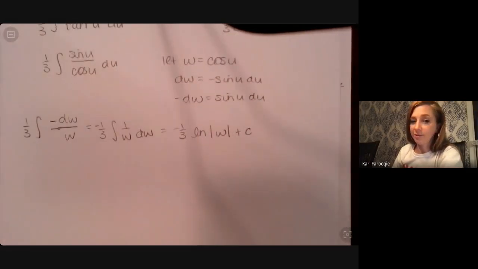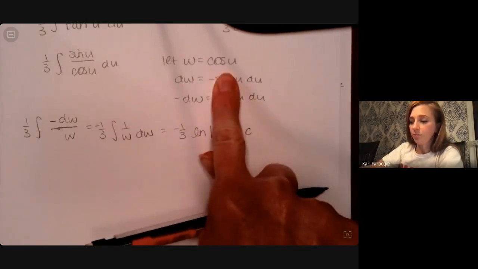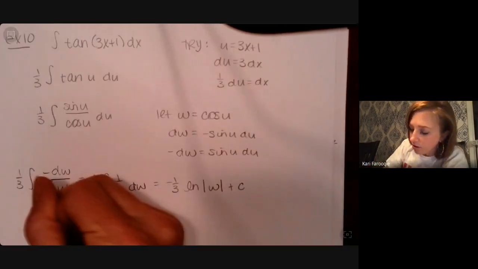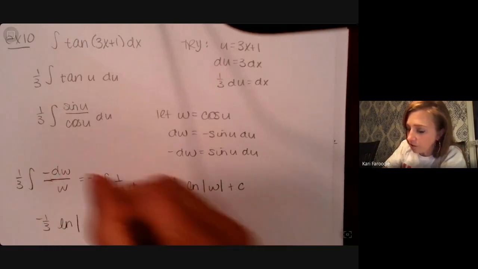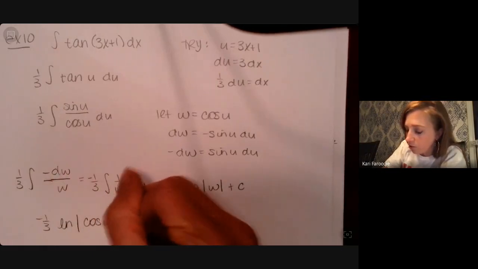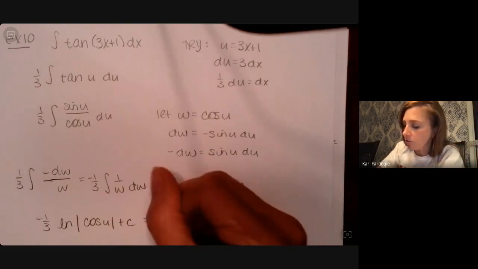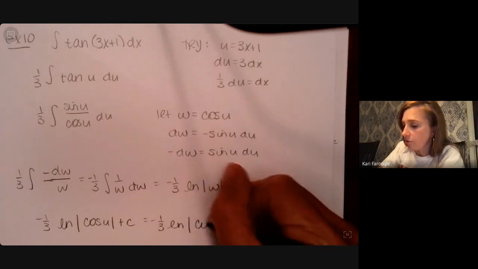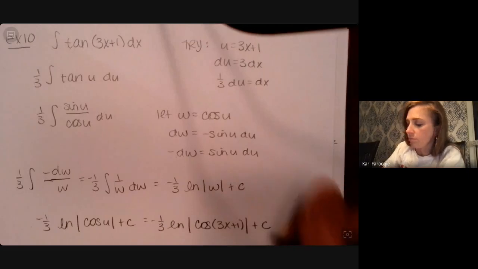Now you're going to have to back substitute twice. w is the cosine of u, but u is 3x plus 1. So watch this. Negative 1/3 times the natural log of the absolute value of the cosine of u plus c equals negative 1/3 times the natural log of the absolute value of the cosine of 3x plus 1 plus c.